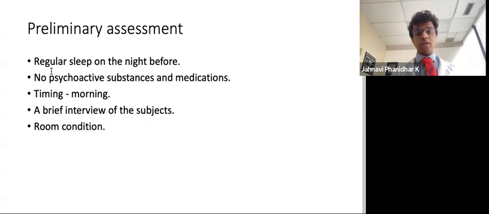In the preliminary assessment, the patient shall be advised to have regular sleep on the night before. No psychoactive substances such as nicotine, caffeine, or stimulants shall be used. If he is using any psychoactive medications, he can use them the day before, but not on the same day as the EEG. It is usually conducted in the morning after a light breakfast. A brief interview shall be conducted before the study to confirm the same. The room in which the EEG is going to be conducted shall be calm and painted in light pink.